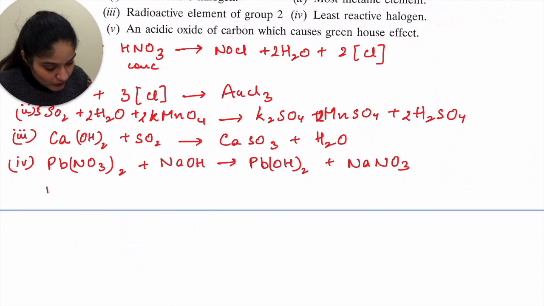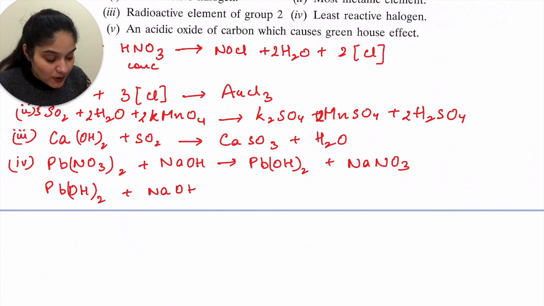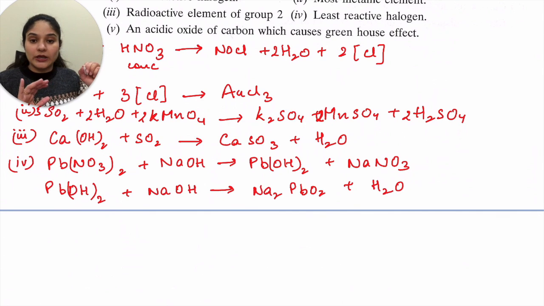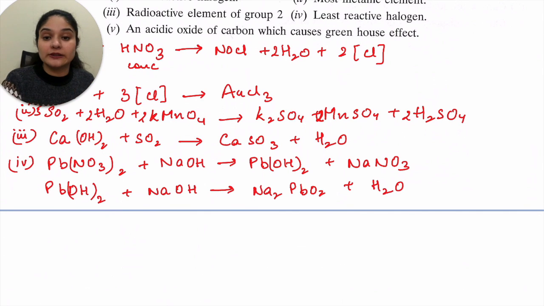So let's do that. So you have Pb(OH)2 plus NaOH, which would give me Na2PbO2 plus water. Okay, now let's look at the balancing. Now in this question, this is for 1 mark, so you get half a mark for each equation. You miss out any one of the equations, you definitely lose half a mark.